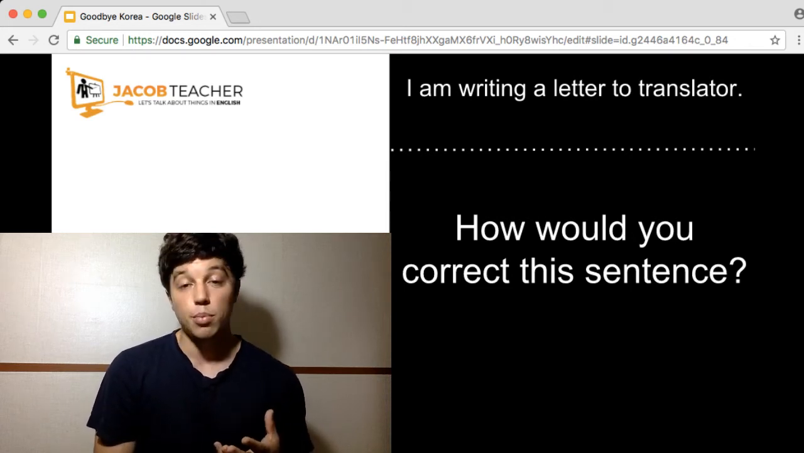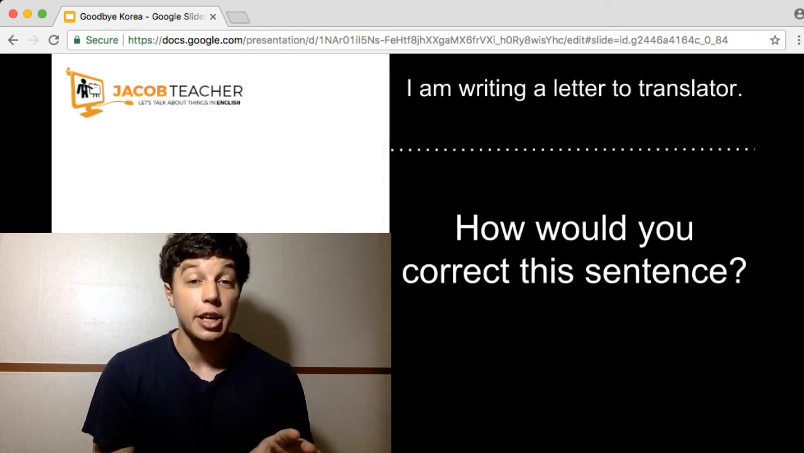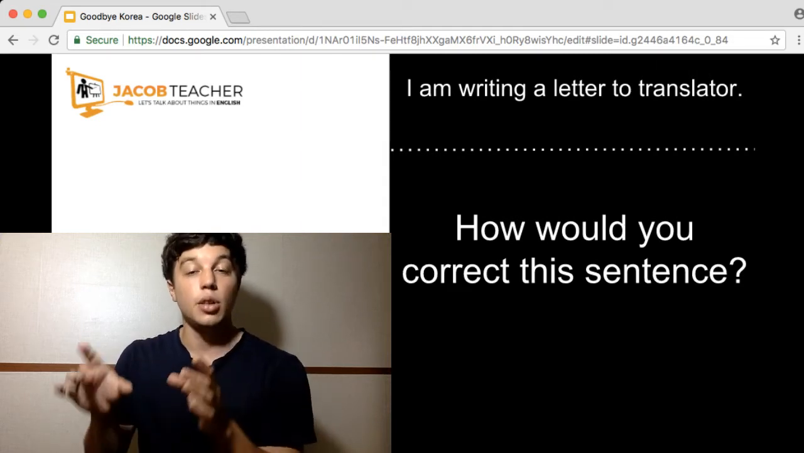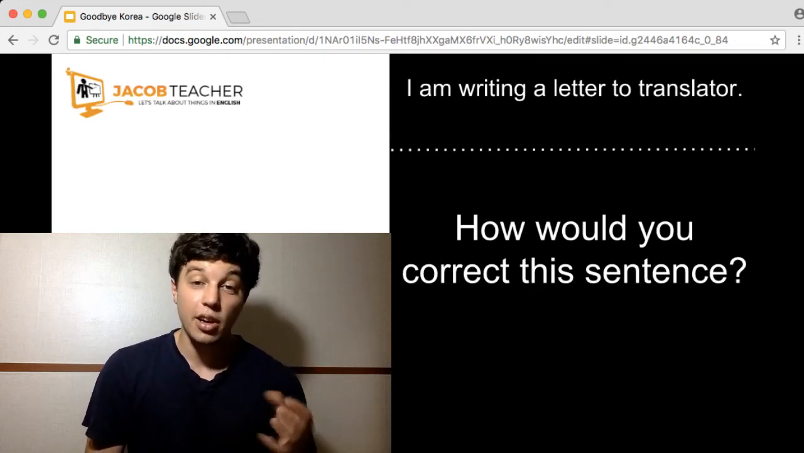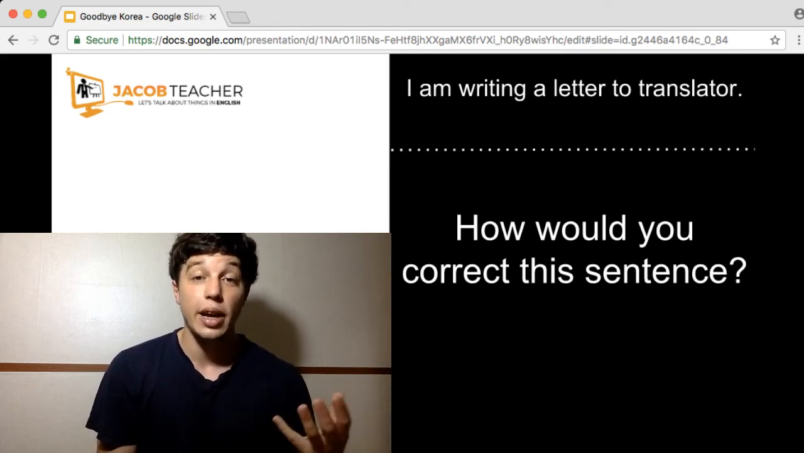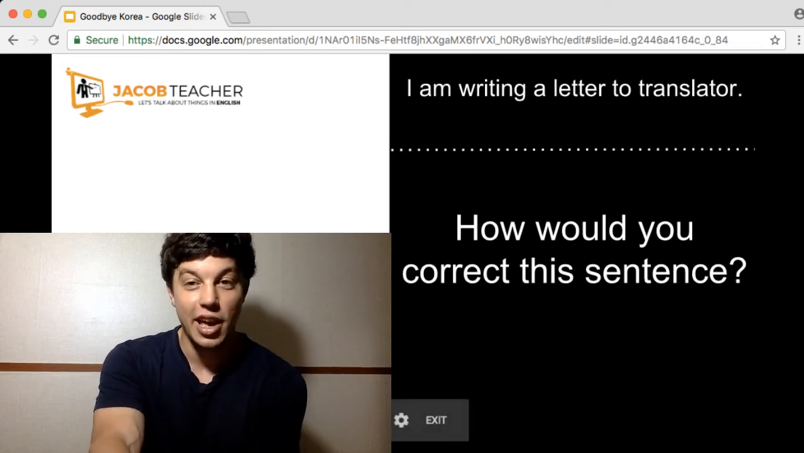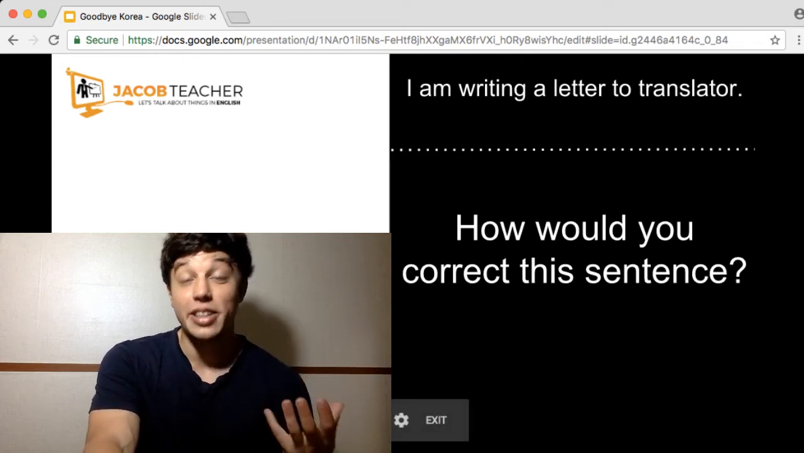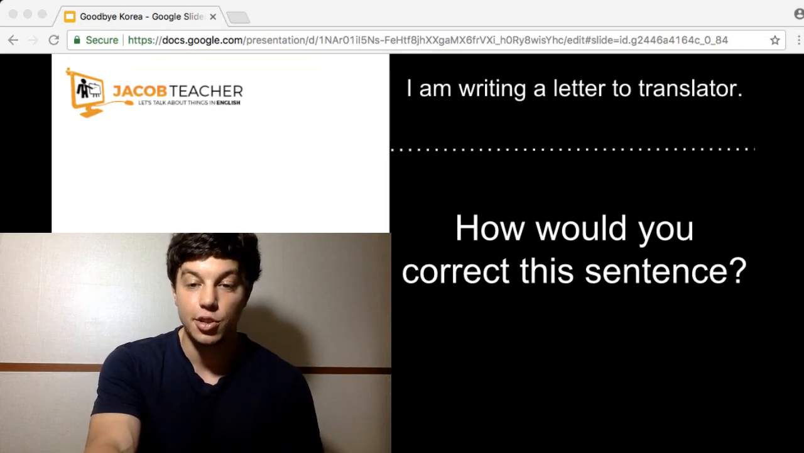I'll give you some examples. I'm having this letter translated. I'm giving this letter to a translator to translate. I'm having this letter translated by a translator. Again, there are many things you can say. No right answers here, or an infinite number of potentially right answers, I should say.